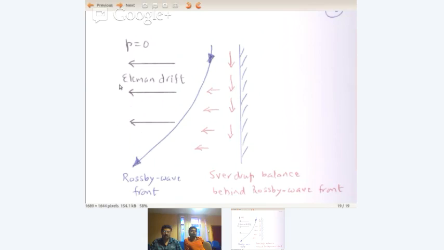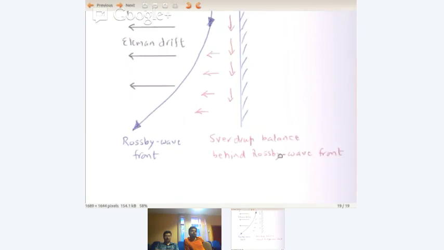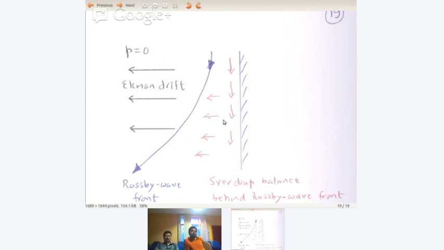Ahead of the front, nothing changes because the Rossby wave front hasn't reached there. It's basically the interior solution. It's the same in all cases. It's just the Ekman drift, P equals 0, V equals 0. We have a Rossby wave front out here. We have a geostrophic balance behind the Rossby wave front with non-zero U and V.